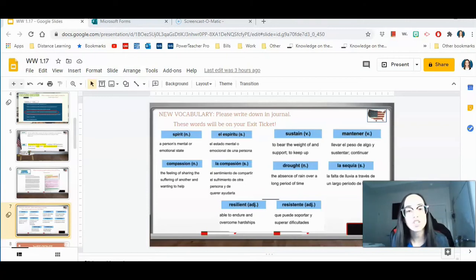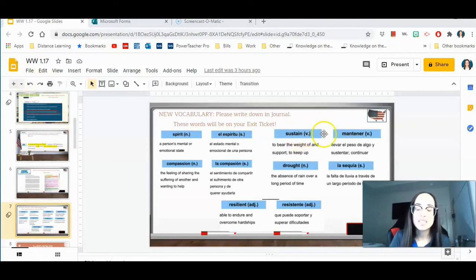Compassion. When we have compassion for others, it's when we are sharing that same feeling of suffering of another, and we want to try and help. Okay, you might have come across someone who might be going through a hardship, and when we show compassion to this person, we're showing that we're trying to help. We know that they're going through a difficult time, so you want to make sure that you show compassion to other people, especially when they're enduring some type of suffering or hardship in life.